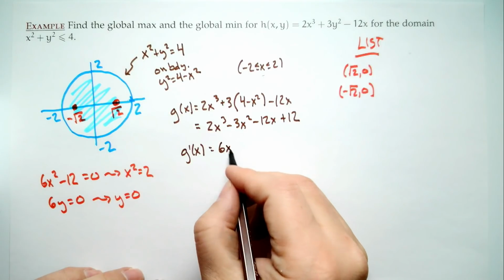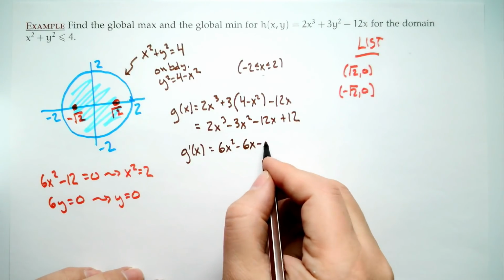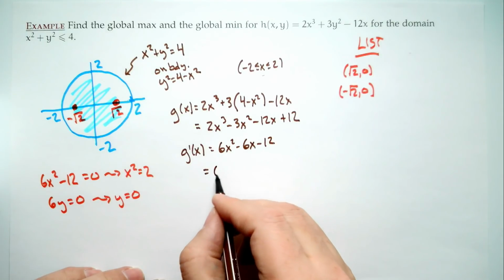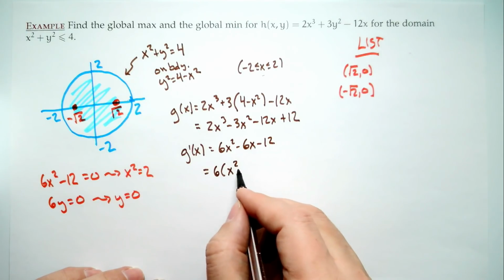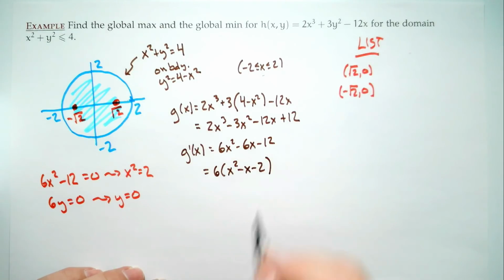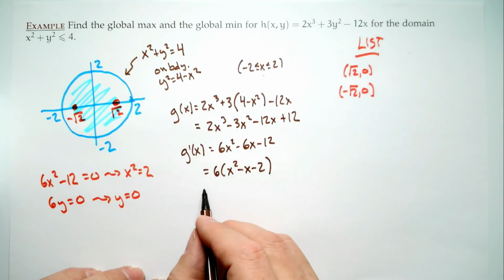Taking derivative, 6x squared minus 6x minus 12. This is looking very suspicious, as if people had planned this problem just for us to work out really nicely. What do you notice about x squared minus x minus 2?